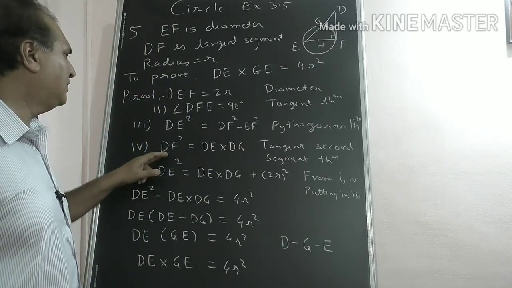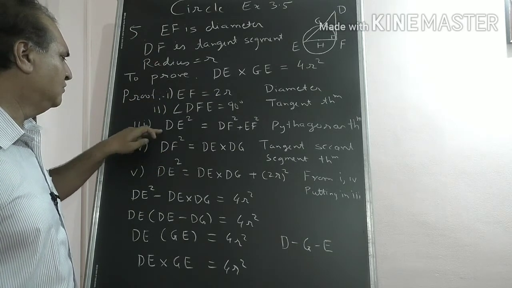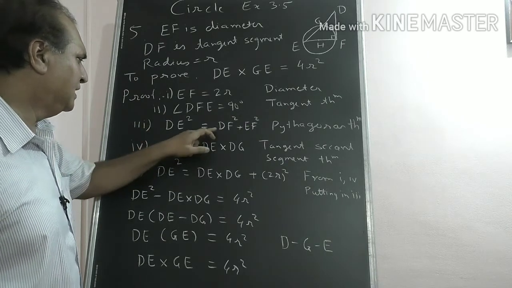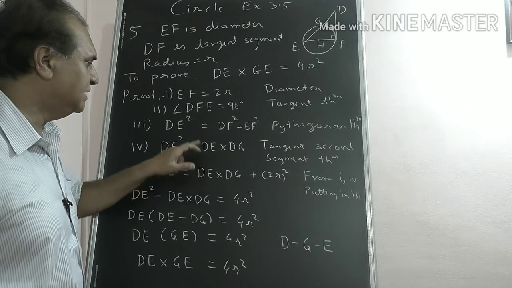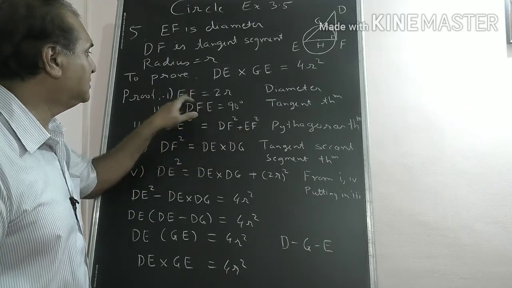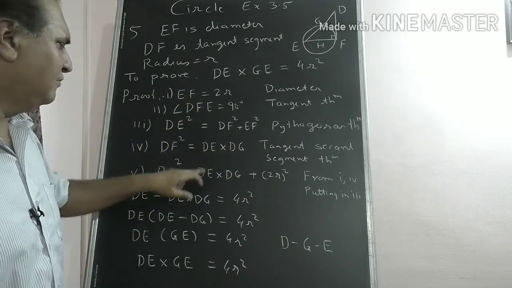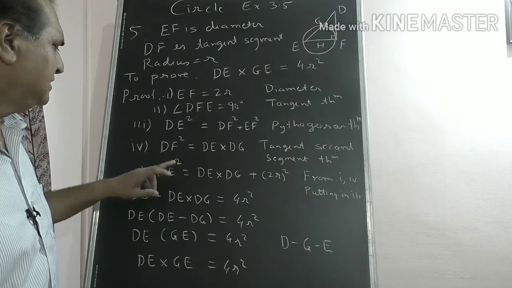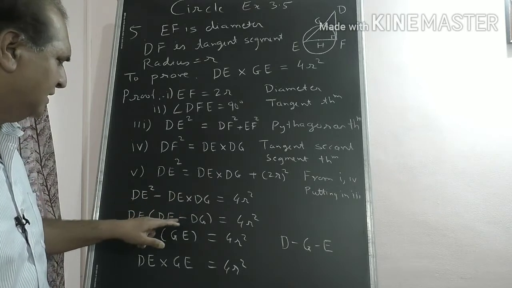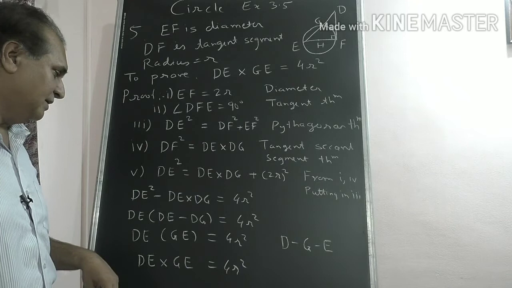Okay, so this value and this value we will put in 3. From 1 and 4 we will put in 3. So DE square as it is. For DF square we will write DE into DG, putting from 3. And for EF we will write 2R, EF square is 2R square, okay. For DF we wrote this value, DE square same. Now DE into DG we are shifting this side with minus sign. DE square minus DE into DG equal to 4R square, okay.